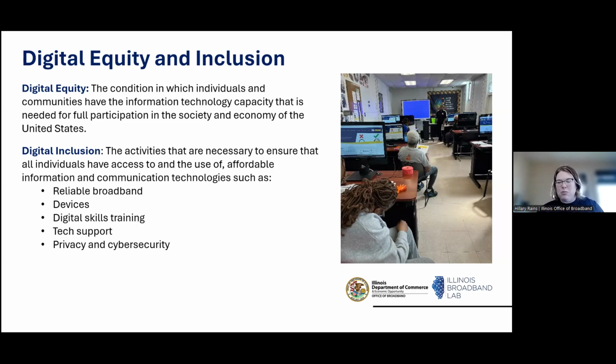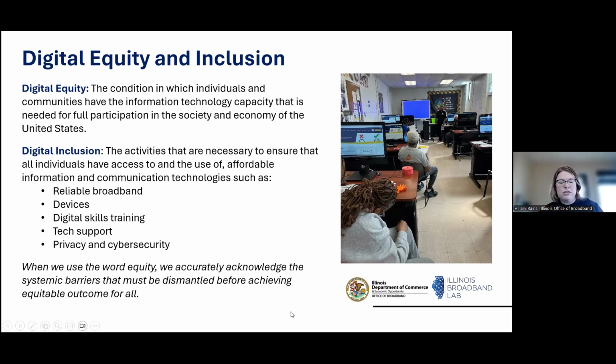You probably know someone who's a little wary of the internet because they think, oh, my identity is going to be stolen, or I'm not sure who's on the other end of that text chain. So we want to make sure that everybody has the skills to take care of themselves and make sure they're safe online too. We use that word equity very deliberately because that word accurately acknowledges the systemic barriers that must be dismantled before achieving equitable outcomes for all.